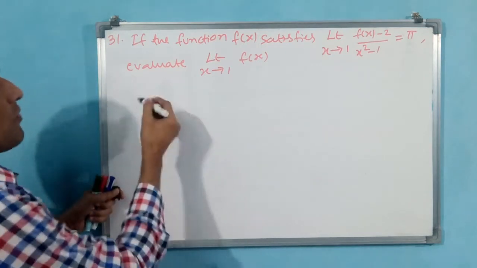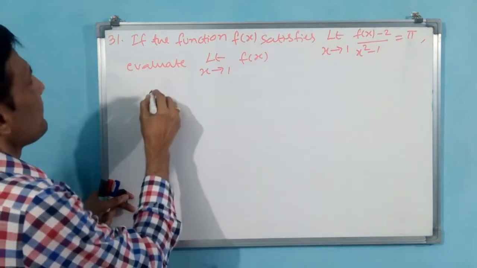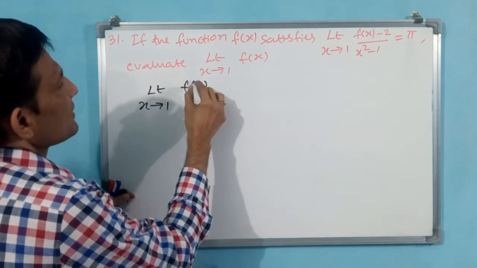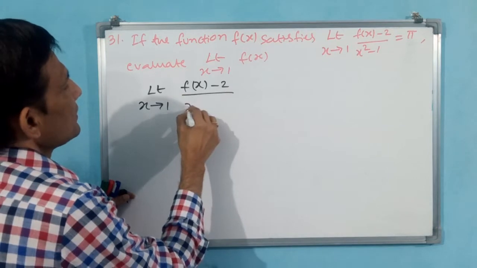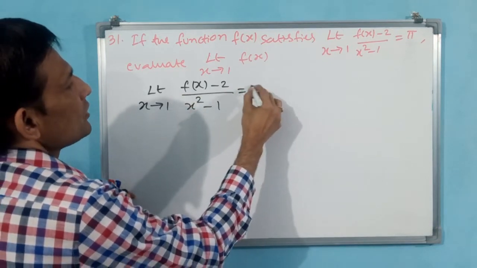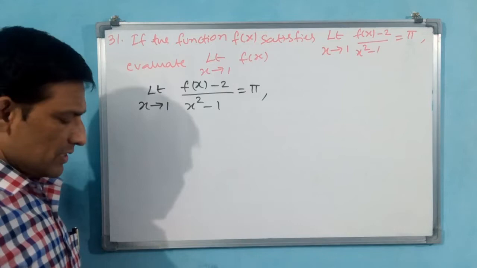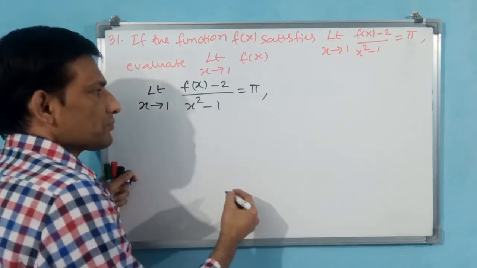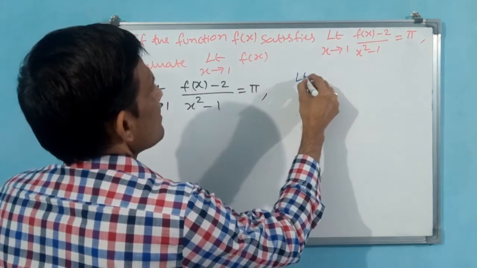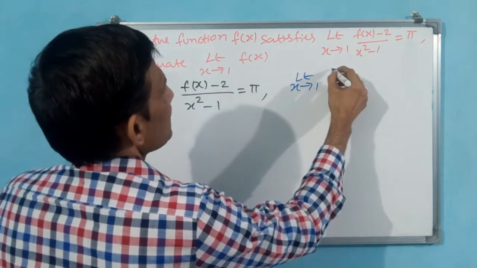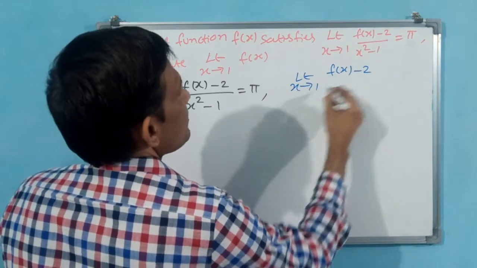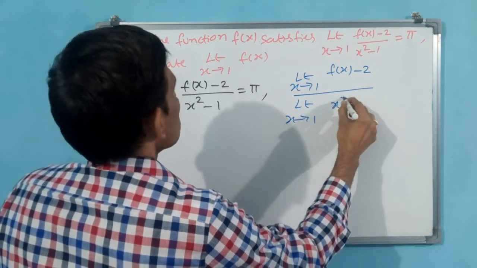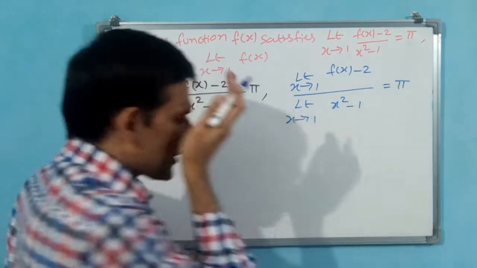Okay, how to find. So first of all, I am writing, limit x tends to 1 of (f of x minus 2) by (x square minus 1), that is equal to pi. This is the first step. Second step, I am splitting this: limit x tends to 1 of f of x minus 2, by limit x tends to 1 of x square minus 1, that is equal to pi. Is it correct or not? First you tell me.